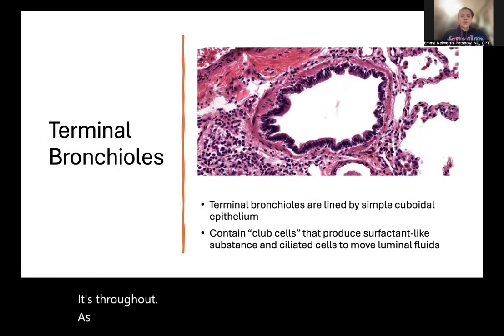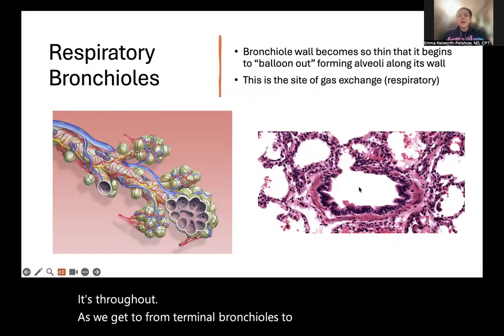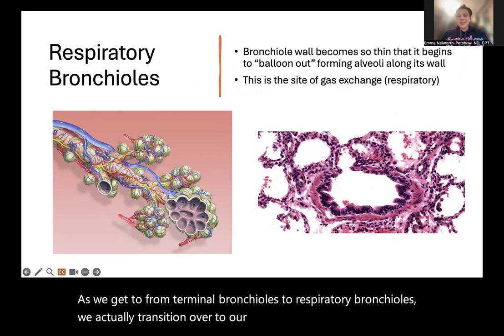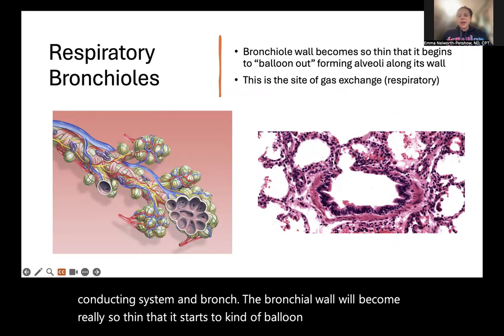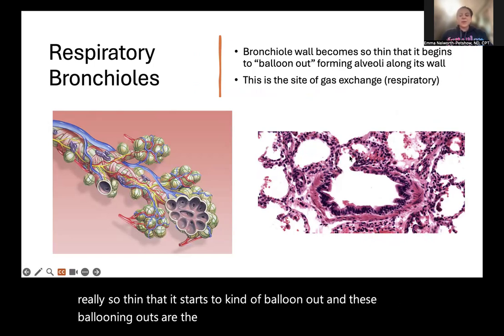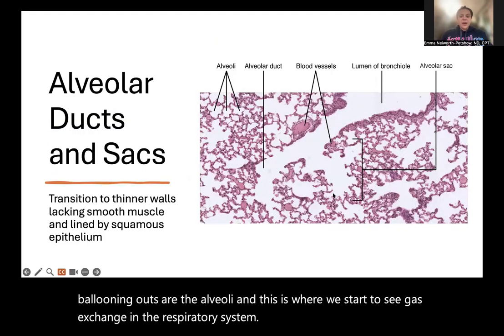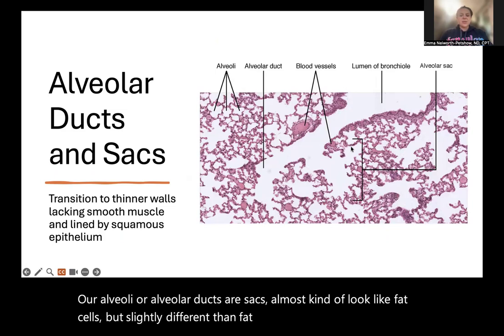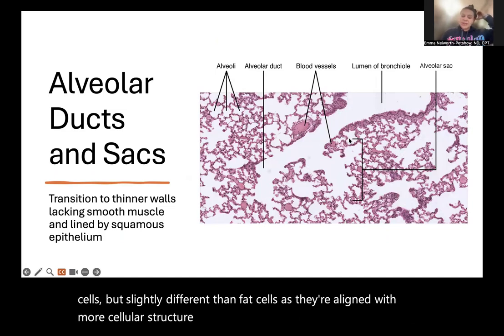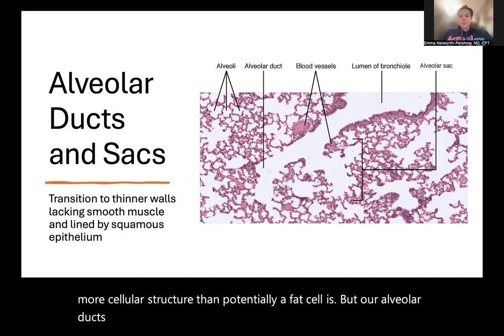As we get from terminal bronchioles to respiratory bronchioles, we actually transition over to our respiratory system instead of our conducting system. And the bronchial wall will become so thin that it starts to kind of balloon out. And these ballooning outs are the alveoli. This is where we start to see gas exchange in the respiratory system. Our alveoli or alveolar ducts or sacs almost kind of look like fat cells, but slightly different, as they're lined with more cellular structure than a fat cell is. Our alveolar ducts and sacs will transition to thinner and thinner walls.